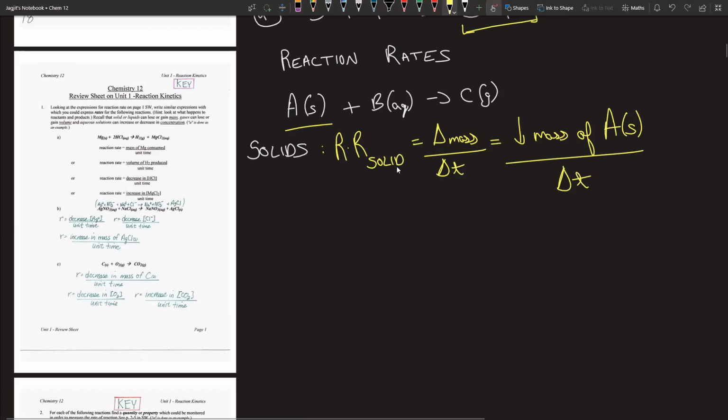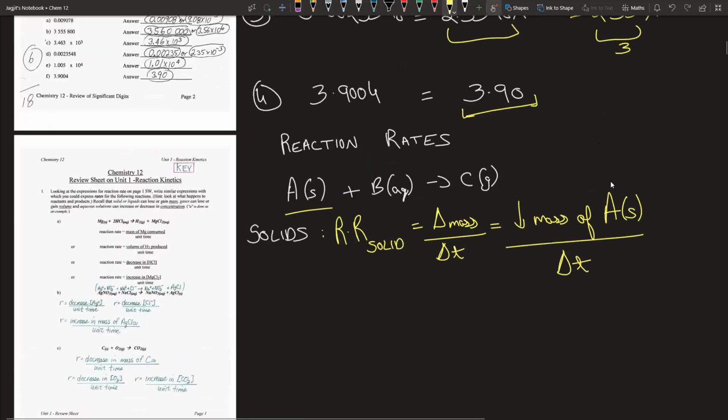So if your reactant is a solid, how can you measure the reaction rate? You will say it's going to be change in mass over change in time. To be more specific, it will be decrease in mass of a solid over change in time. Does that make sense so far? Okay, good.